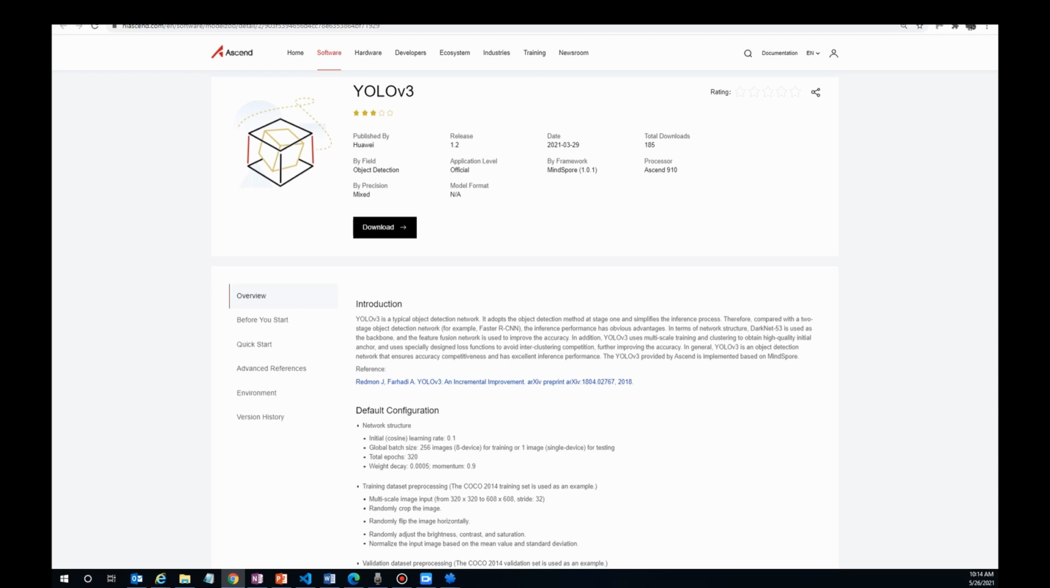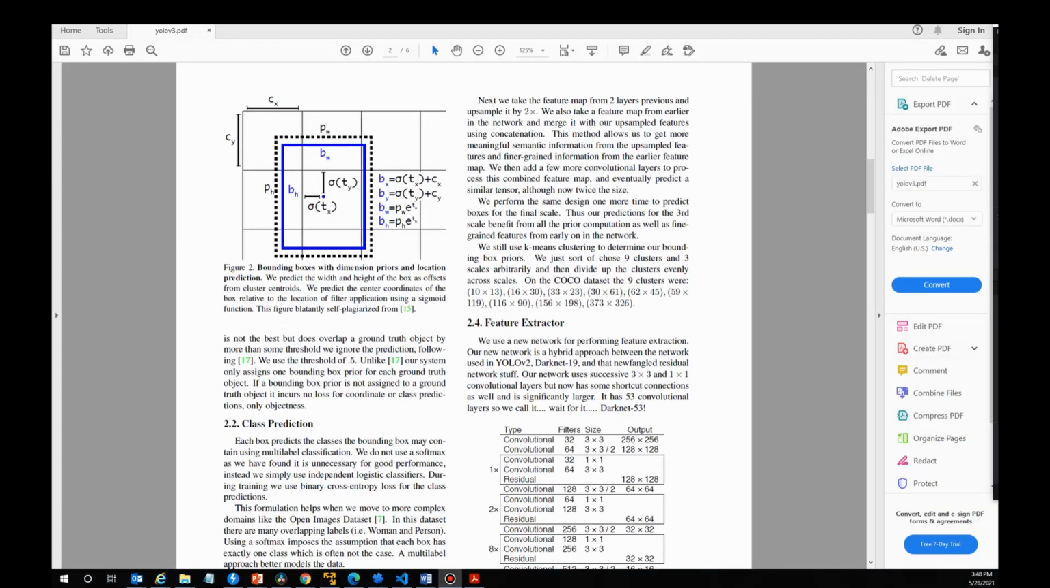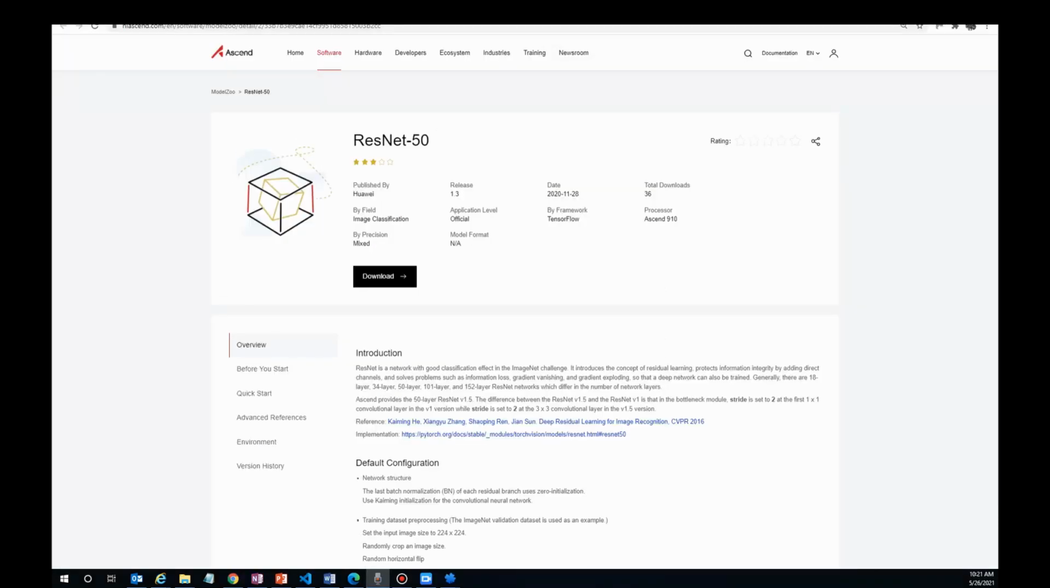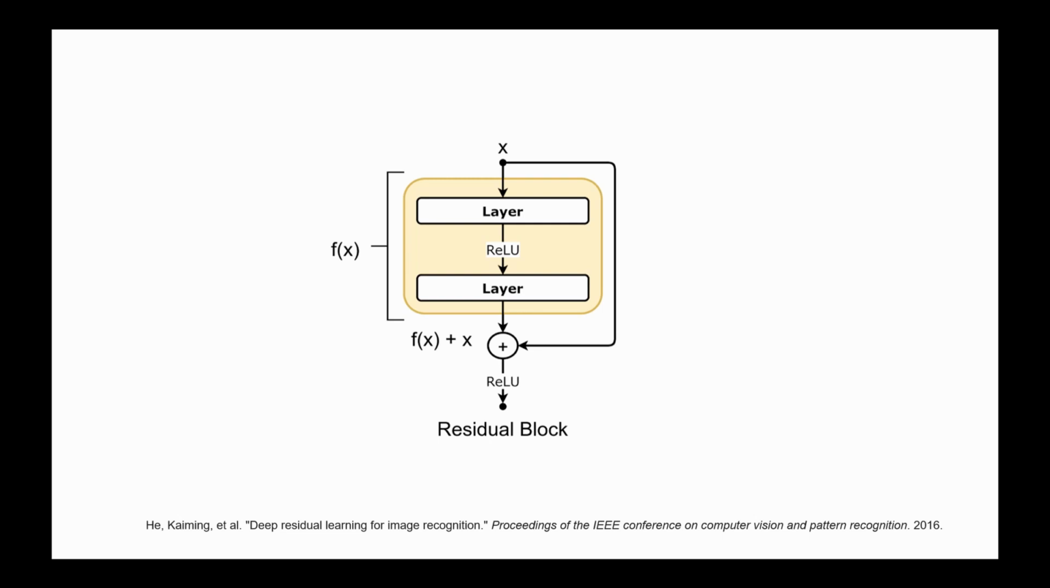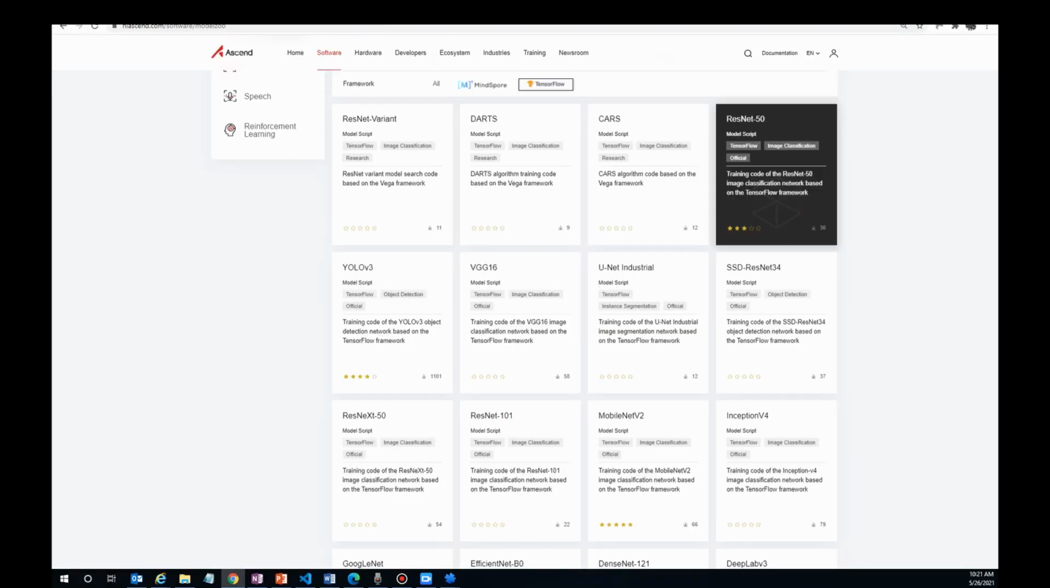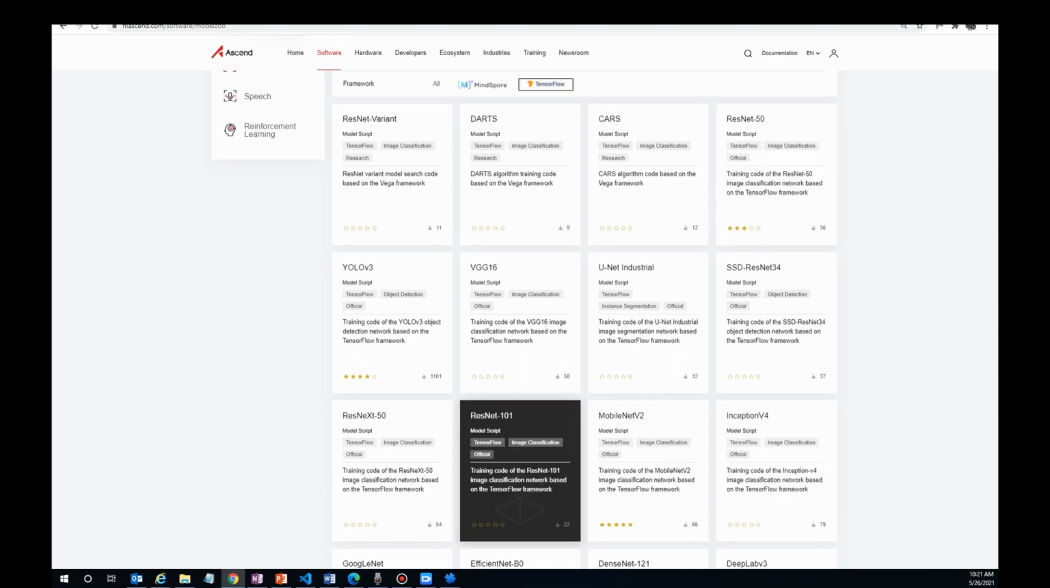The YOLO v3 is a widely recognized object detection model that recognizes different objects in images and videos in real time. It is extremely fast and accurate and supports both single-scale and multi-scale training to be able to detect objects at various scales. ResNet 50 can be used as a classification network. It uses the concept of residual learning and solves problems associated with training very deep networks. Ascend provides several variants of the network, including 50-layer and 101-layer ResNet.